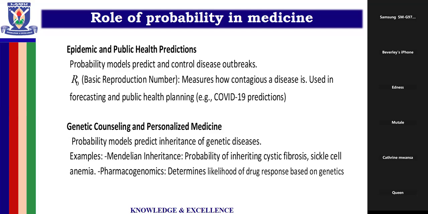Then another application of probability in medicine is genetic counseling and personalized medicine. Probability models predict inheritance of genetic diseases. Examples of this are Mendelian inheritance, which is the probability of inheriting cystic fibrosis and sickle cell anemia. We can even use probability in pharmacogenomics, which determines the likelihood of a drug response based on genetics. Meaning, depending on the genetics of a person, will the drug respond to a certain disease or not? So we use probability in determining that.